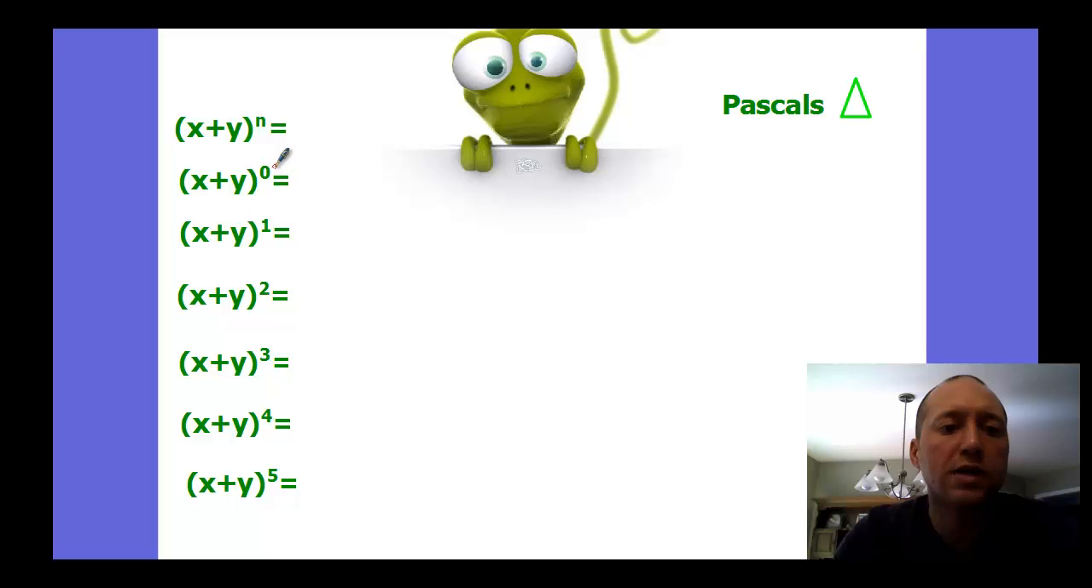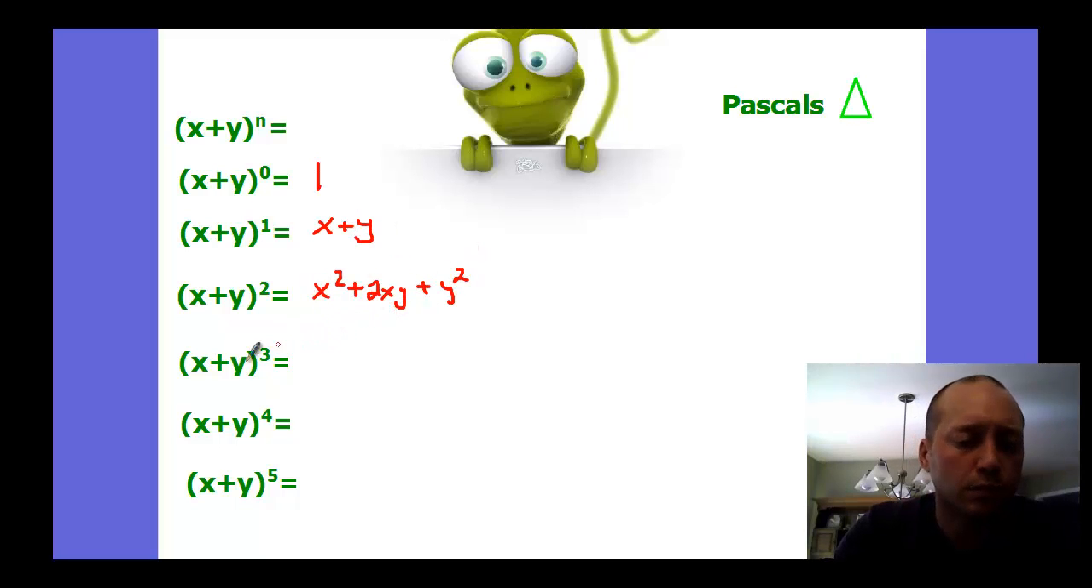So we have x plus y to the 0. Anything to the 0 power we should know is 1. x plus y to the first is just going to be x plus y. If we have x plus y squared, we should be able to FOIL that out, and we'll get x squared plus 2xy plus y squared. And so we start looking at patterns we see in here.